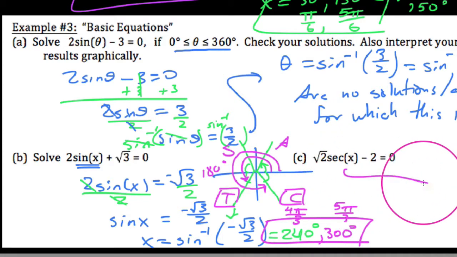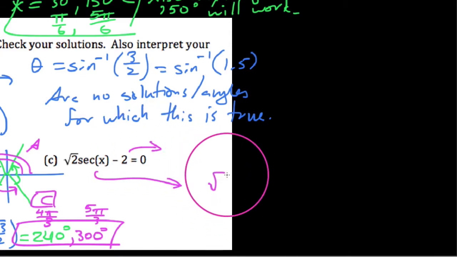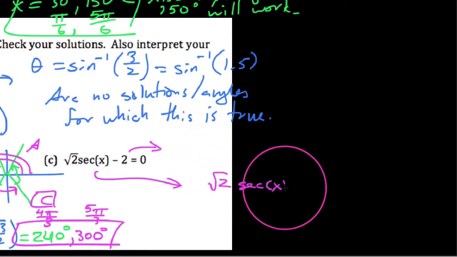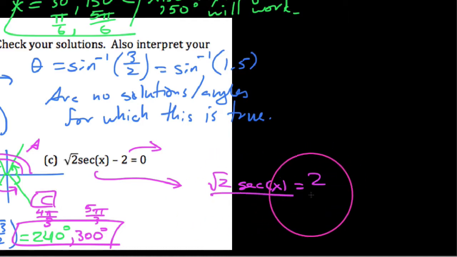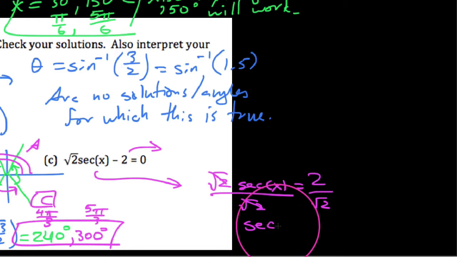And then the last one we're going to look at here is this reciprocal trig function example. We're still going to add 2 to this side. So we say root 2 secant of x is equal to positive 2. We're going to divide everything by root 2, which gets rid of this. And we say, all right, well then secant of x is equal to 2 over root 2. I'm not going to rationalize this yet because here's what I want to do.